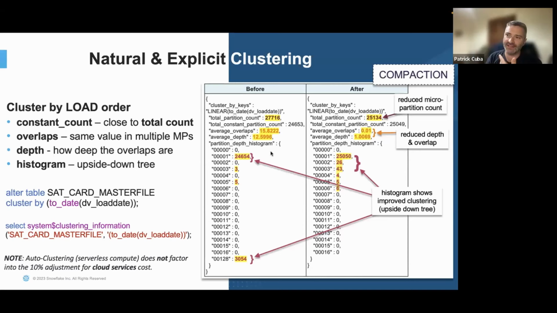When I executed the clustering by the load date, you wait about 40 seconds to a minute on 61 million records, because it's not immediate. Snowflake actually does the work to rewrite micro partitions in the back end. The clustering looks better. Like my overlap and depth is one.